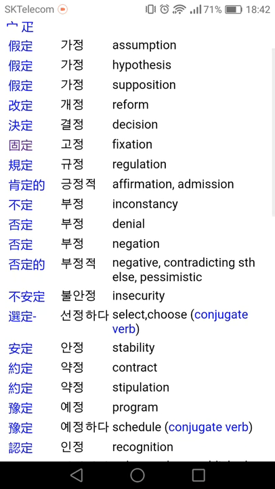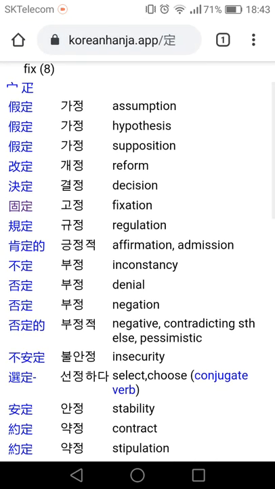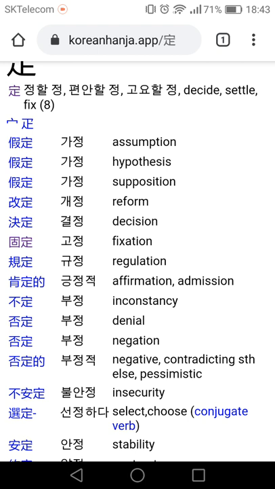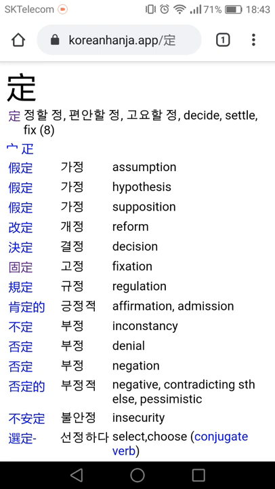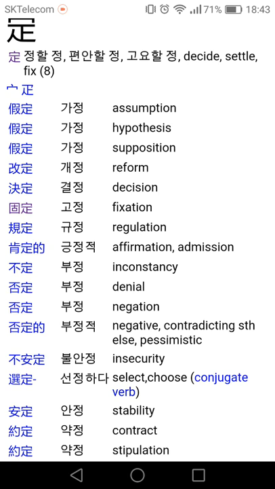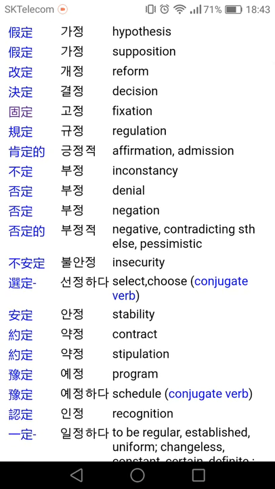Okay. And then we have bu chong, inconsistency. So each time you see bu, bu denotes negativity or no. So in English, we also have some suffixes and prefixes. So here it's called preface. So each time you see bu, negative, it's always giving a negative connotation. That's why we have inconsistency. So fixed is chong, or decide is also chong. So if you have bu chong, non-decision, or not fixed. That's why it's called inconsistency. Yes, and you even have bu chong, meaning negation in this case.